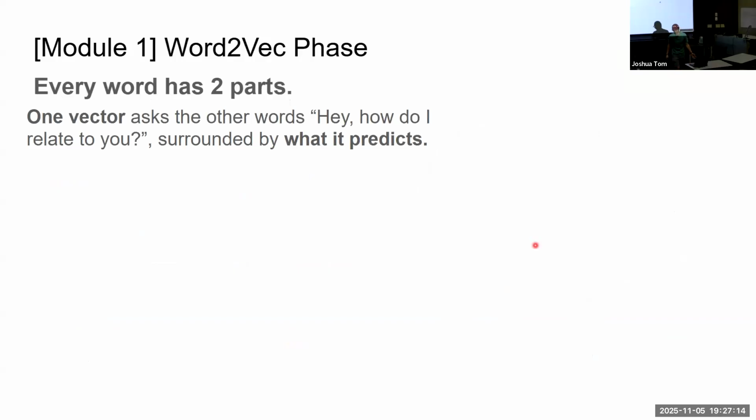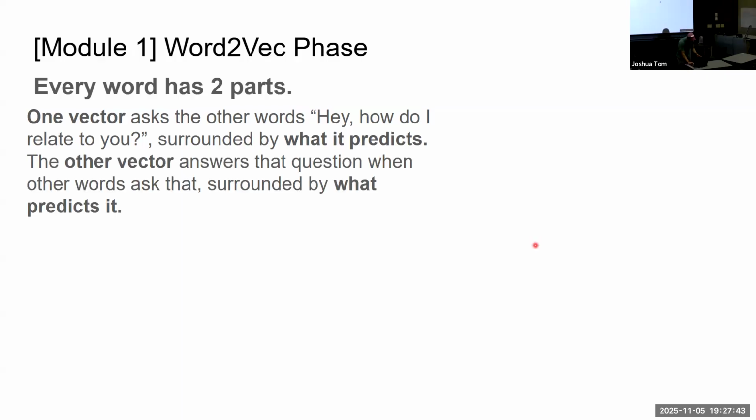All right, so we can think of every word as having two different parts. The first part says, hey, how do I relate to you? And in the vector space, it's surrounded by what it predicts. So what is it going to respond, like generate? So if we have the word cat, it could be like cat tail, cat paws, cat meows, like all these word spaces are right next to each other. And the other vector representing the word basically answers that question when other vectors ask that.